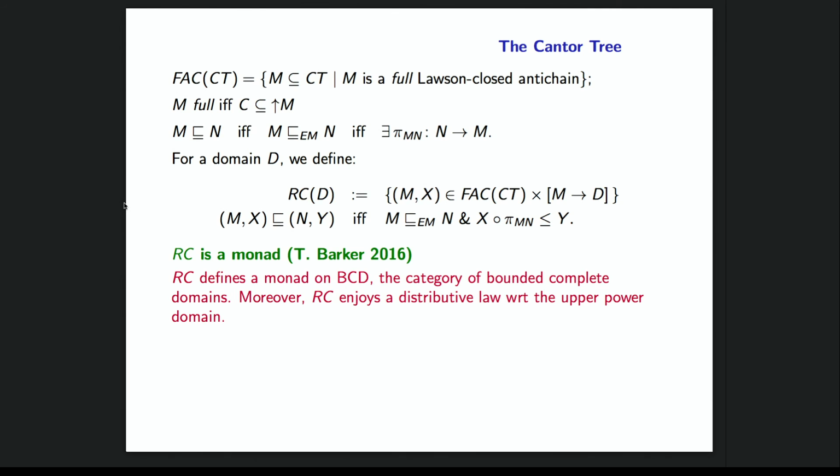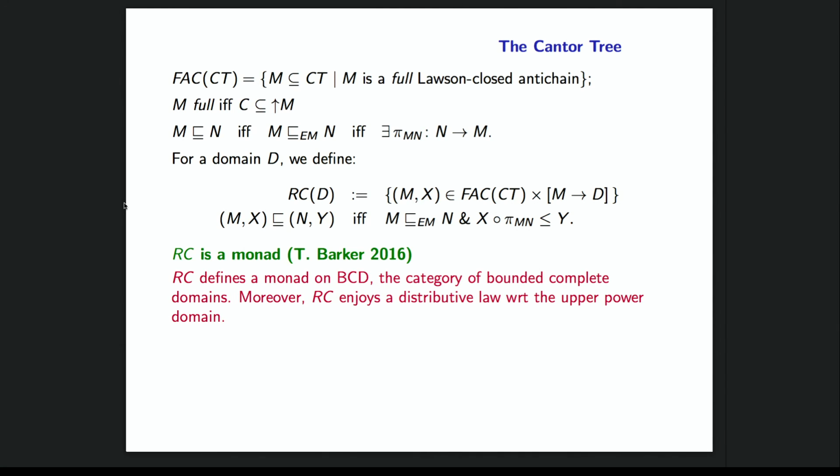And he ordered two of these by saying m is below n if m is below n in the Egli-Milner order, which means everything in m is below something in n, and everything in n is above something in m. Or, said another way, there is a projection map that takes n onto m. So every word here has a prefix in m, and every word in m has an extension in n. That's the order you want.